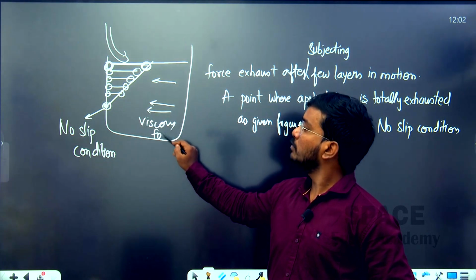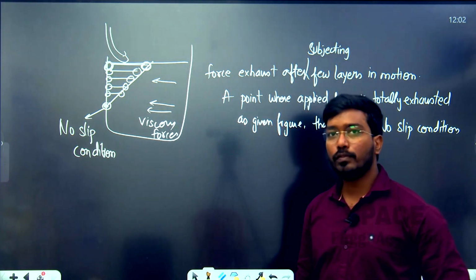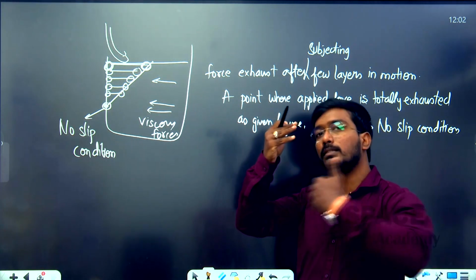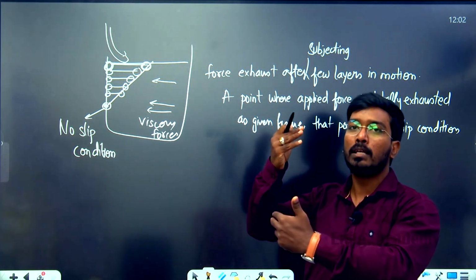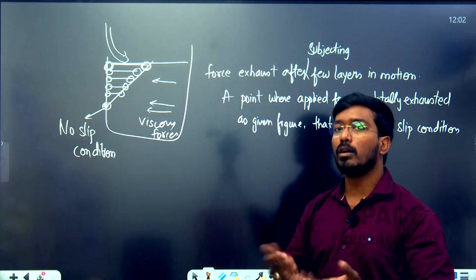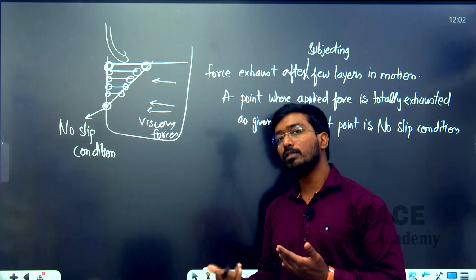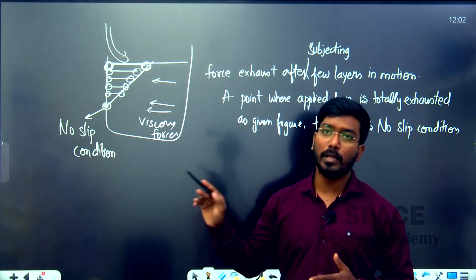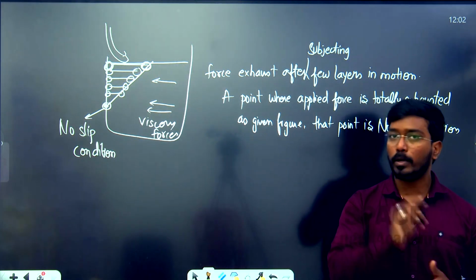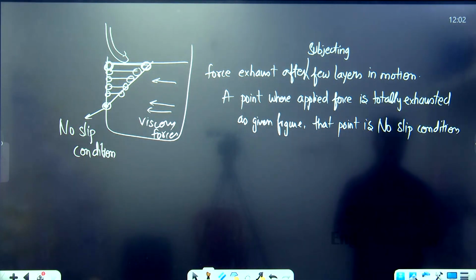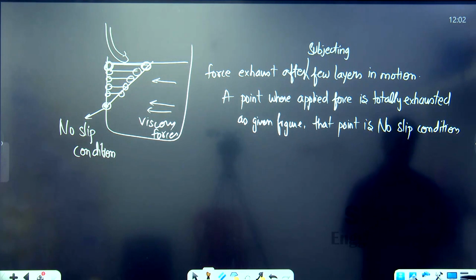Here you will be having the viscous forces. So viscous force is there, resistance is there. When we apply force in the forward direction, there is some resistance force in the backward direction. Eventually this force is going to exhaust after a particular period of time, a particular number of layers. So once the force is totally exhausted, at a certain point there is no influence of force, and that point is regarded as the no slip condition. Go through it, try to memorize.